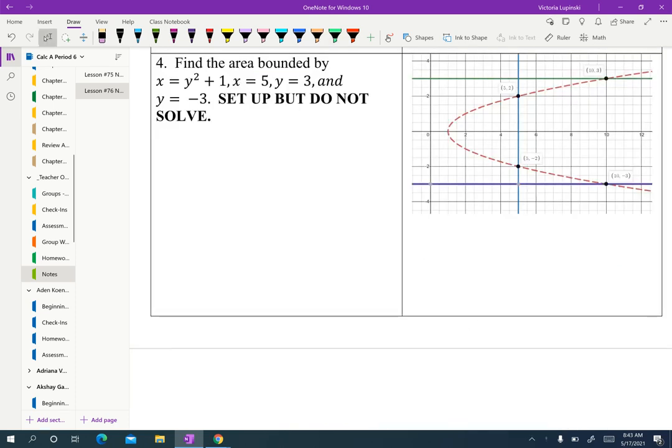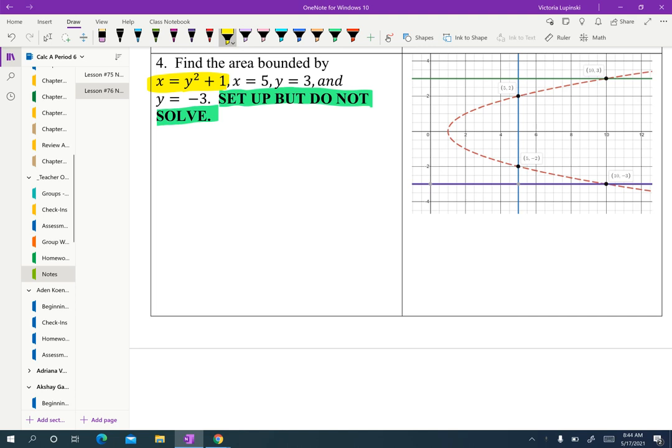All right, and for our final problem here, it says find the area bounded by the given curves, and notice it says you're going to set it up but not solve. The setup is really the most important part. Notice that even though it doesn't specify whether you're doing it in terms of x or y, if you have x equals, that's the clue to you that you're going to be doing right minus left, dy, as opposed to the other.